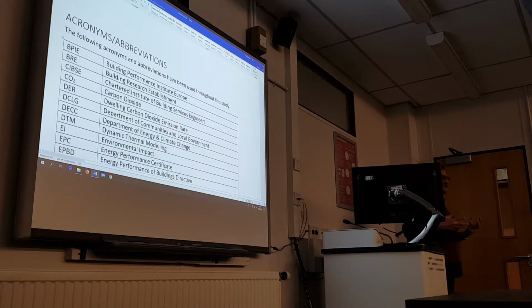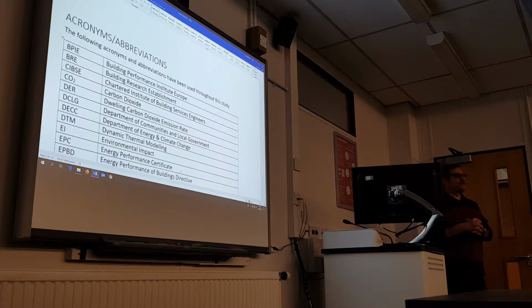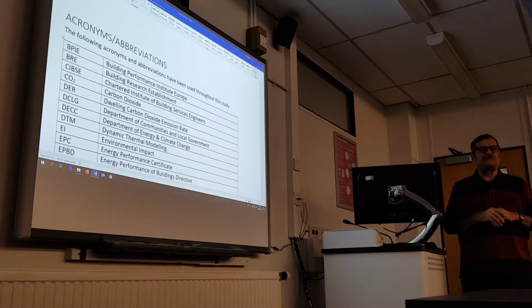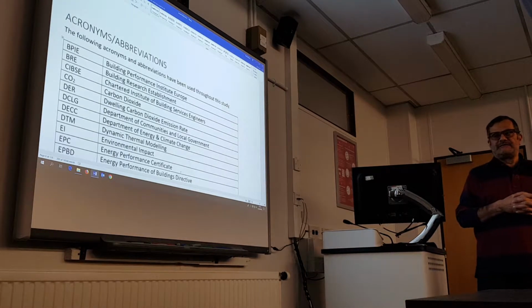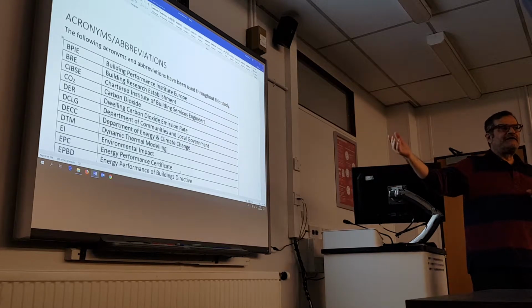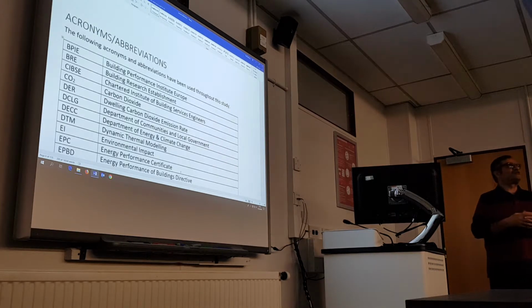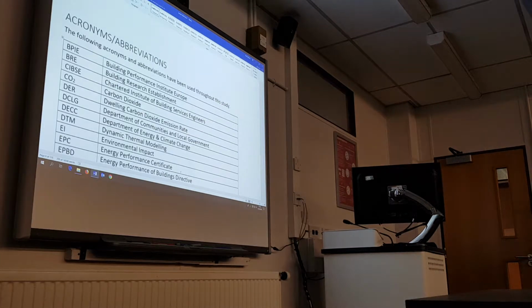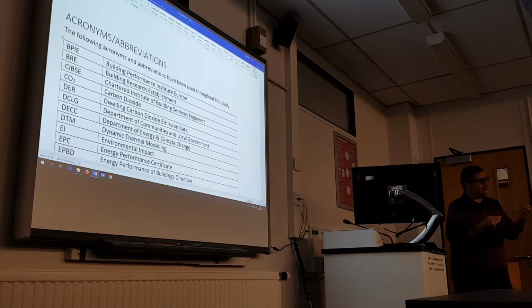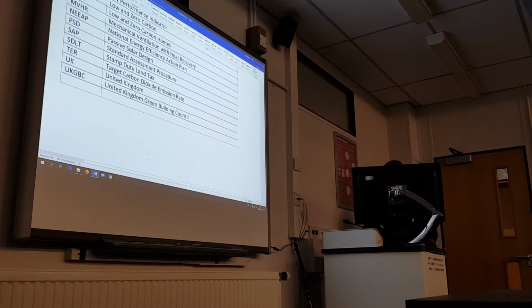Acronyms and abbreviations, you have to always include them after the abstract. Because if I'm giving it to somebody who doesn't know anything about building services, to read it and learn from it, they may not be familiar with CIBSE, for example, or BRE. You probably know it, but they don't. EPC, Energy Performance Certificate, you know it already. Some people don't, some people do. So this is important as well.